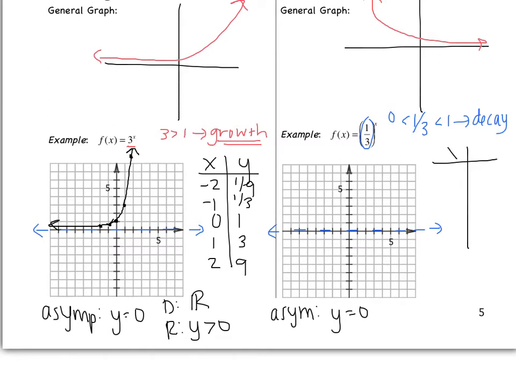And now we got to start filling in this table. Again, I'm going to start with 0, go down 2, and go up 2. Starting with 0, 1/3 to the 0 power is just 1. Again, anything to the 0 power is 1. 1/3 to the first power is just 1/3. 1/3 to the second power is 1 squared over 3 squared, which is 1/9.